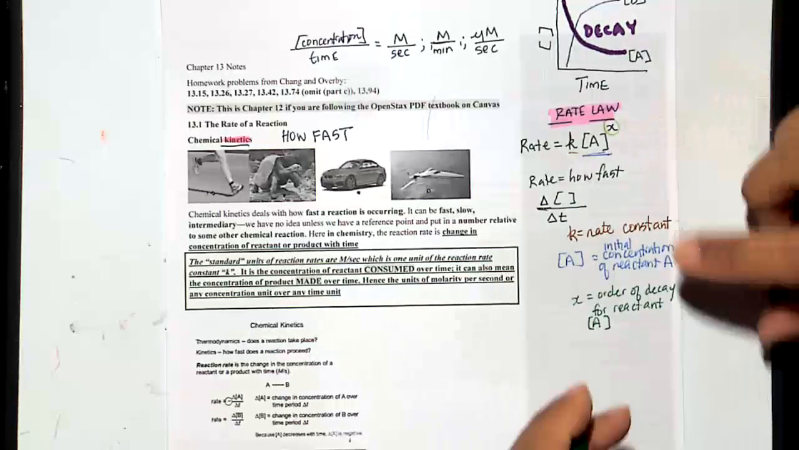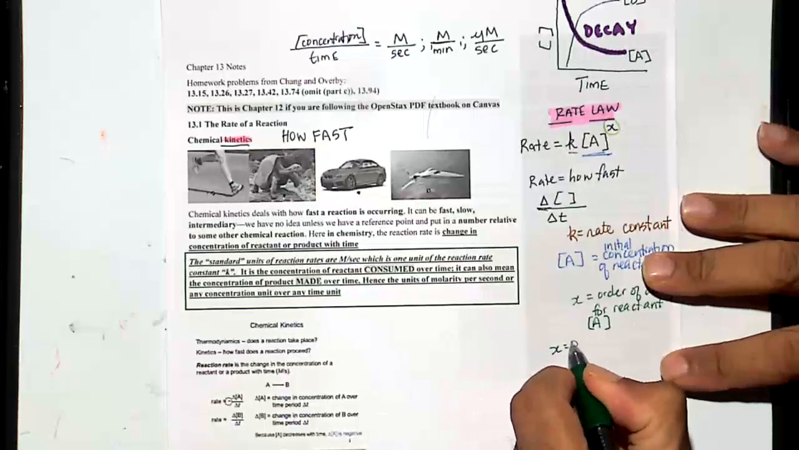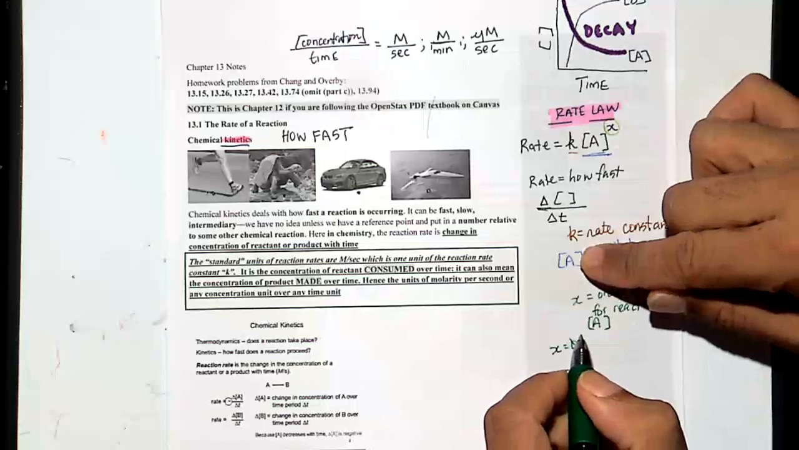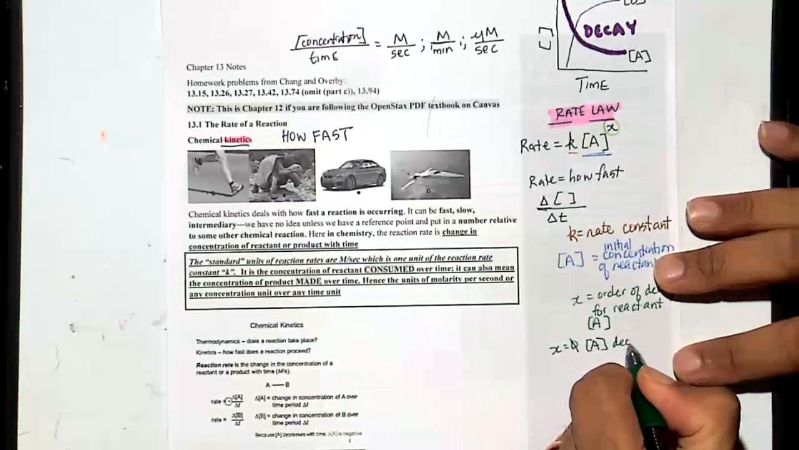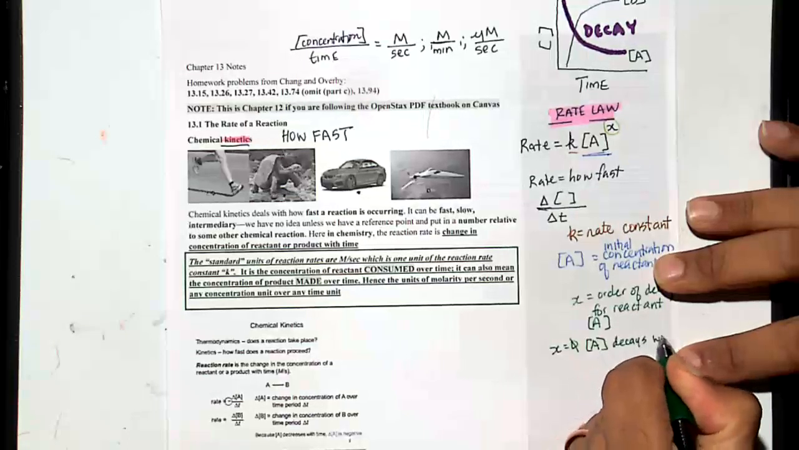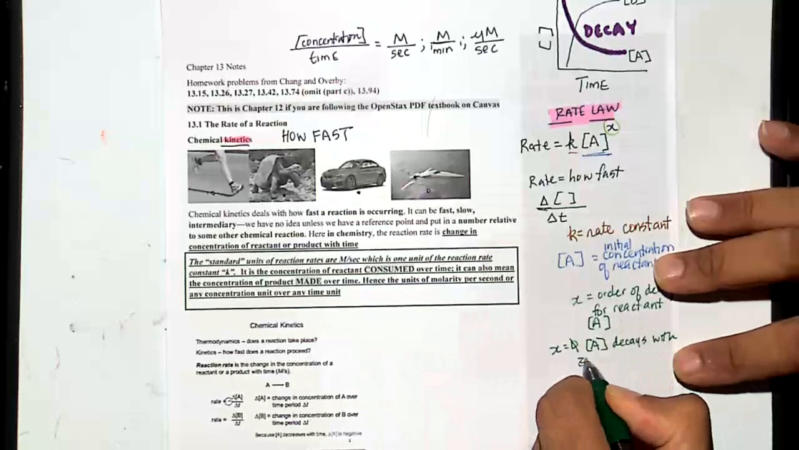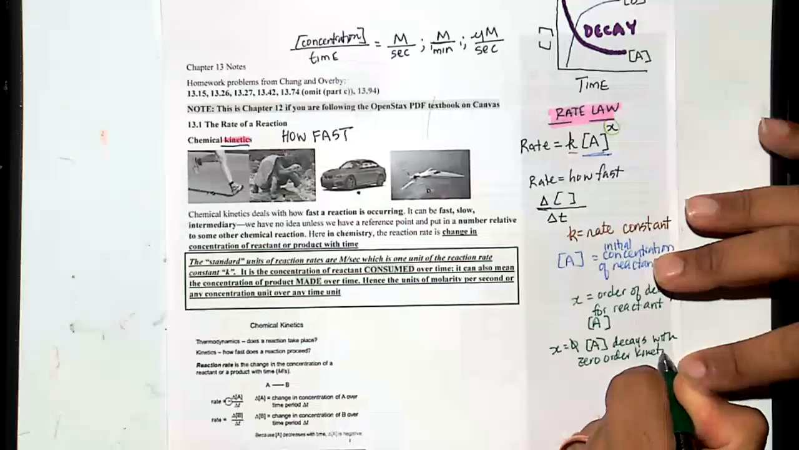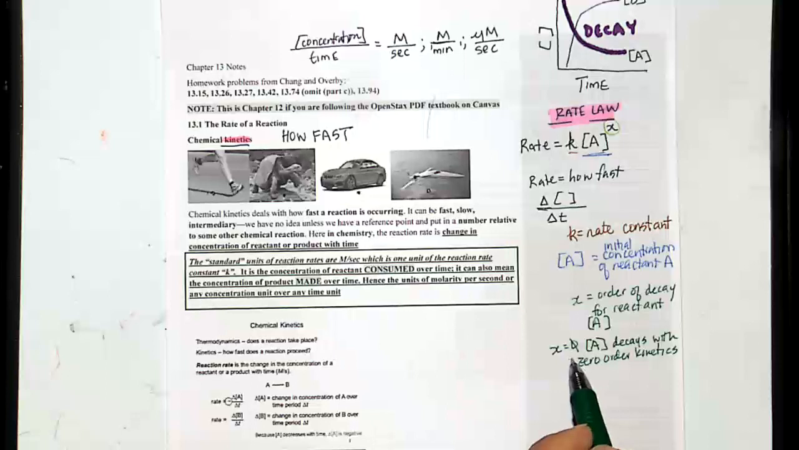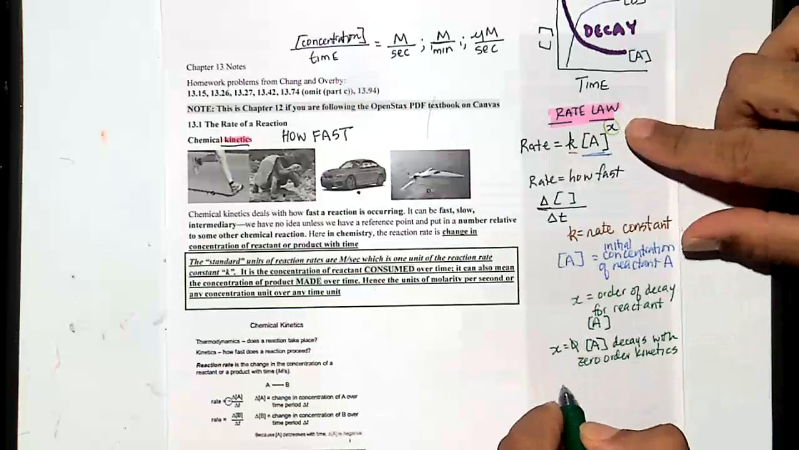Okay, this exponent X can be 0. That means A concentration decays with 0 order kinetics. Okay, so this has its own equation for half-life. Okay, decay. A is going down. Product B is going up.